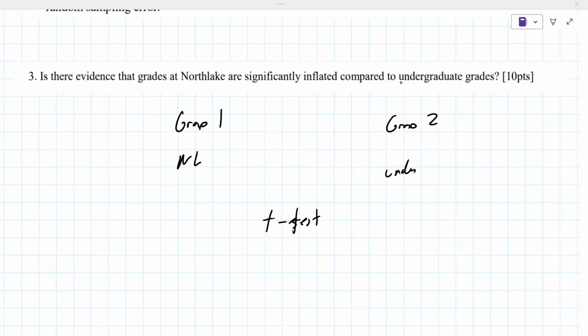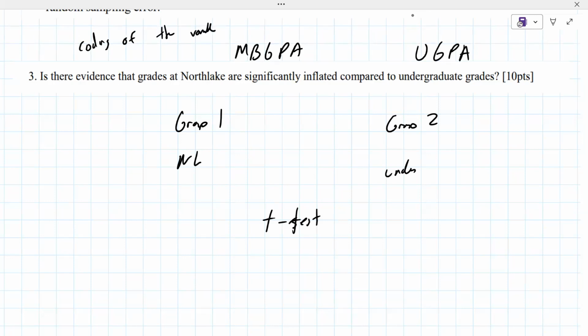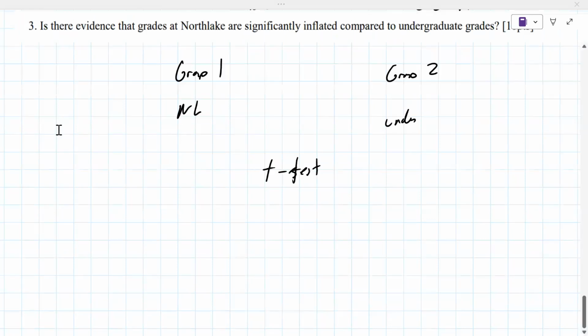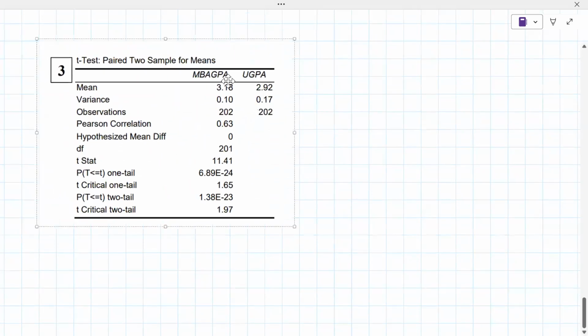Now, you would also need to know that UGPA is the undergraduate grades, and then MBA GPA. So somewhere there's a coding of the variables. Did you get that? That's definitely not in here, but that's important to know too. You'd expect to have some familiarity with the variables we're talking about. Here we go. Here's the output. Number three, what does UGPA stand for is what I'm saying. It's probably undergraduate GPA, MBA GPA. I can infer that now, but coming at it blind is pretty tough.